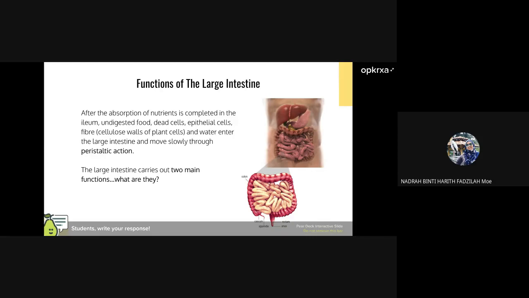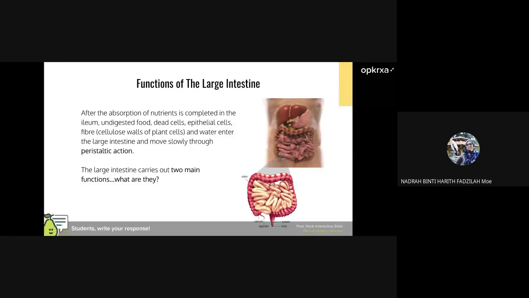Maknanya masa kita belajar pasal digestion hari tu, kita tahu semua intestine ada tiga part kan, duodenum, jejunum dengan ileum. So duodenum and jejunum is where digestion occurs, ileum is where absorption occurs. Habis dah part dalam semua intestine. Sekarang ni all the undigested food, dead cells, epithelial cells and water go to the next part of the intestine, the first part of the large intestine.